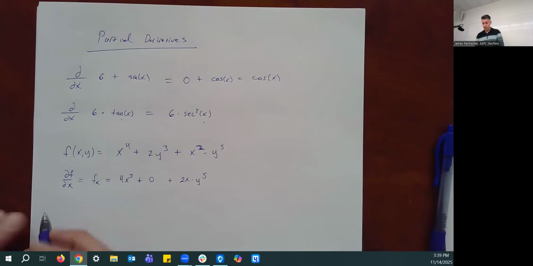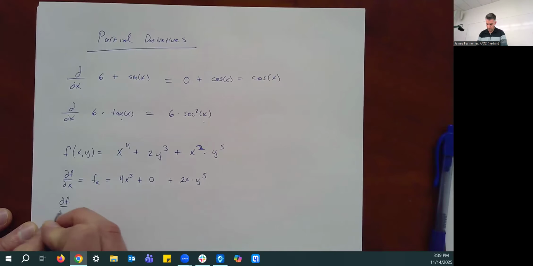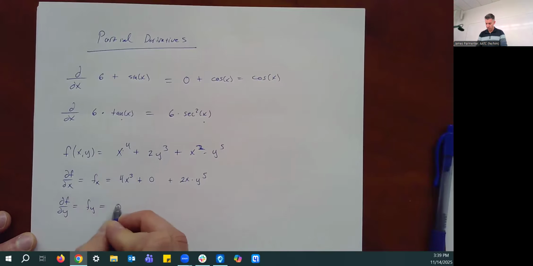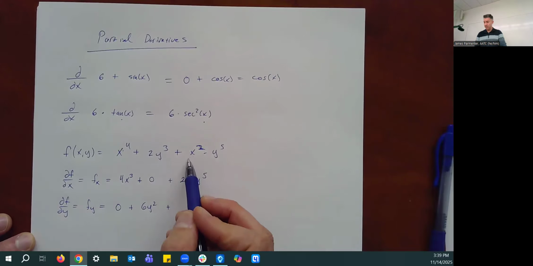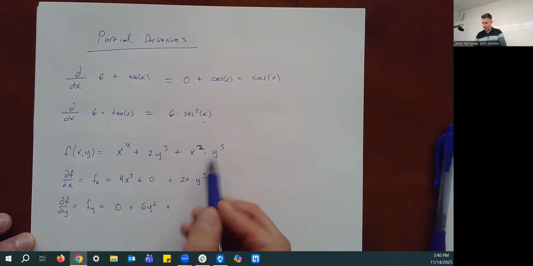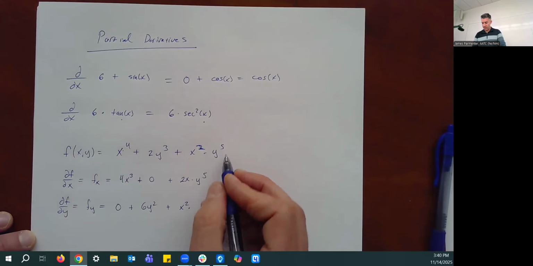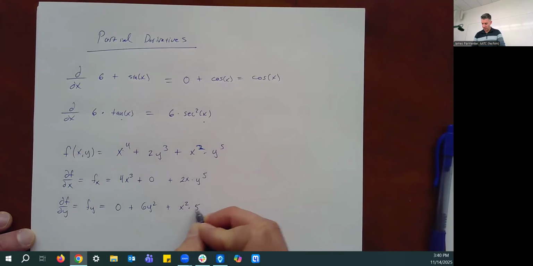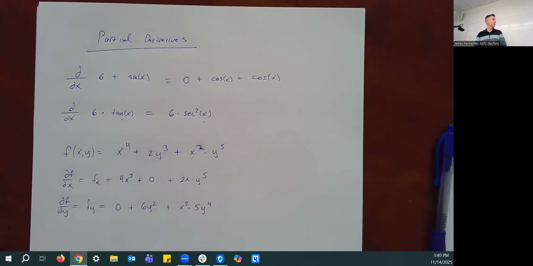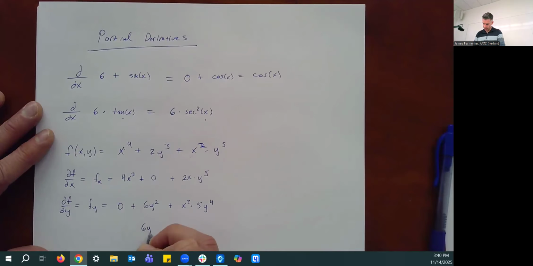Right. So when we take the partial derivative of f with respect to y, which we could call f_y, the derivative of x to the fourth is going to be 0. The derivative of 2y cubed is going to be 6y squared. And the derivative of the constant x squared times y to the fifth is going to be x squared hanging out, just like 6 hung out up here, multiplied by the derivative of y to the fifth, which is 5y to the fourth. And I would probably write this as 6y squared plus 5x squared y to the fourth.